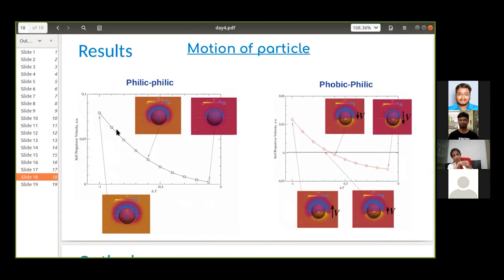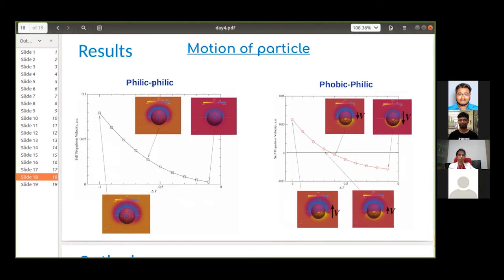So the higher the temperature gradient, the stronger the concentration gradient. And when you have a concentration gradient, that leads to the motion of the particles. Why so? Because a higher concentration means higher pressure. The solvent molecules will try to move from the high pressure region to the low pressure region, and the particle will then move in the opposite direction. So that's the basic mechanism behind the motion of this type of particles. When you have a lower temperature gradient, velocity is lower. As you increase the gradient, velocity increases. As simple as that. That's what you see for the philic case.